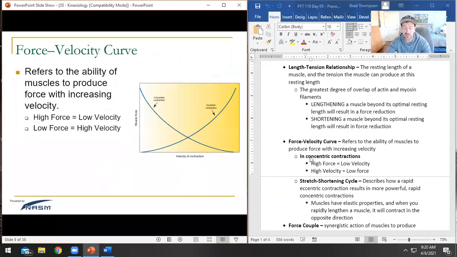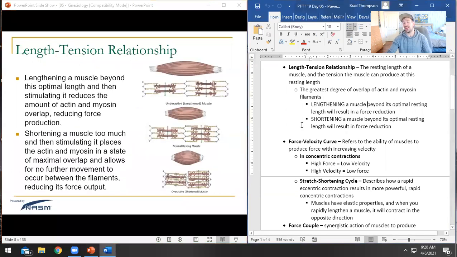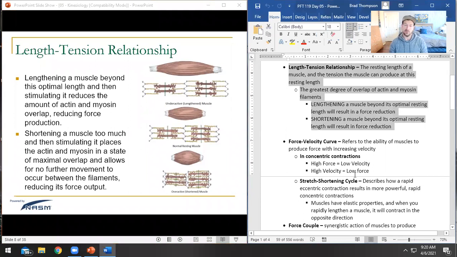So those are our length tension relationships. Like I said, this is probably the most important thing for us to latch onto today, because this is the entire concept behind knowing what exercises to give your client when it comes to their flexibility and what exercises to give your client when it comes to their strength, right?